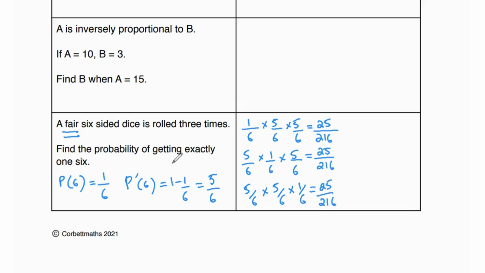So to find the probability of getting exactly one 6 when the dice is rolled 3 times, we will add these up. So 25 over 216 plus 25 over 216 plus 25 over 216, and that is going to give us 75 over 216 as the final answer. We can also multiply 25 over 216 by 3. Either way, we'll get the same answer.